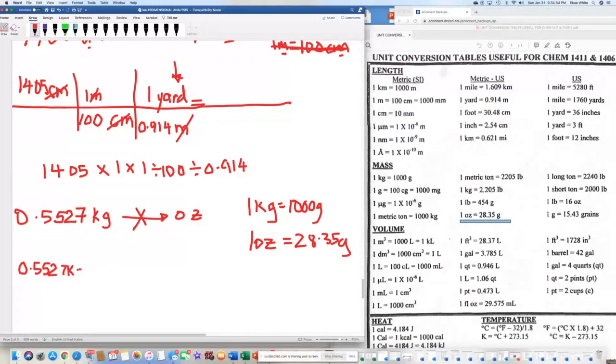0.5527 kilograms. Then you draw your brackets. And then with your brackets here, which unit do I pick? Seeing that I have kilograms up here, which equality do I pick? The top one or the bottom one of these two?